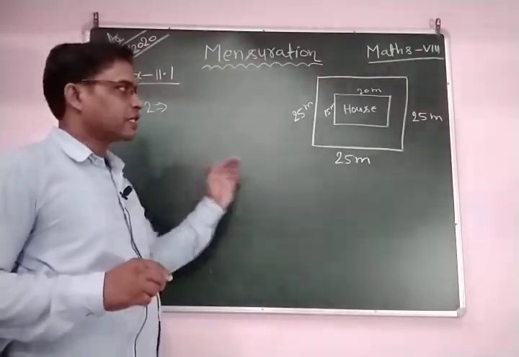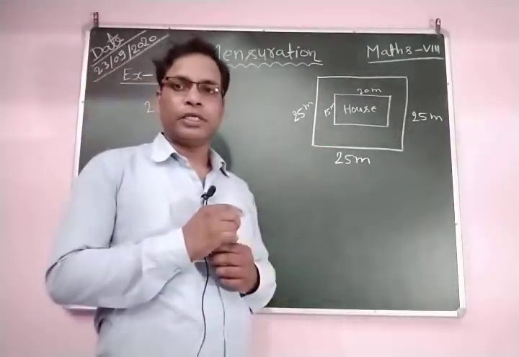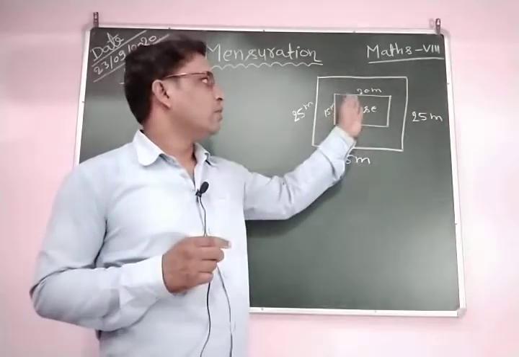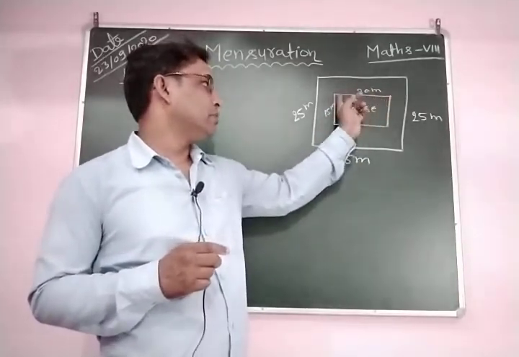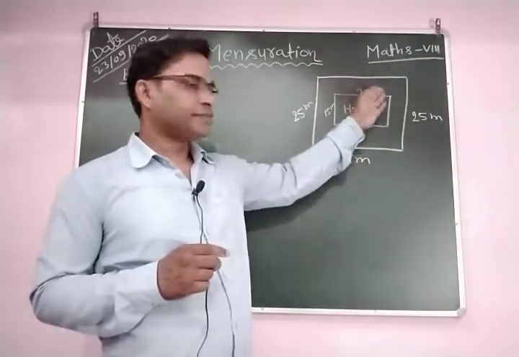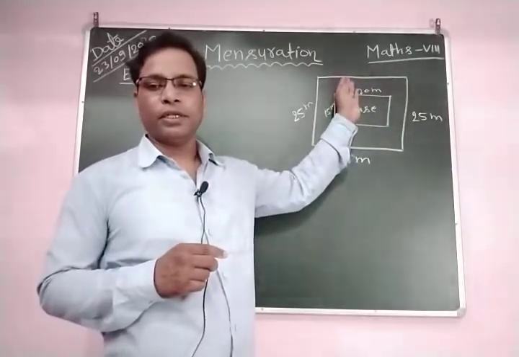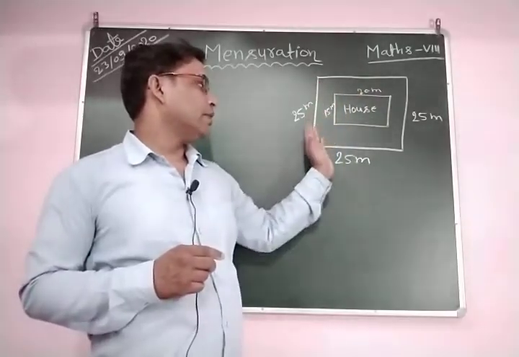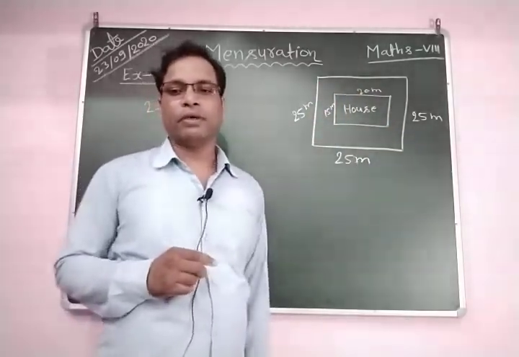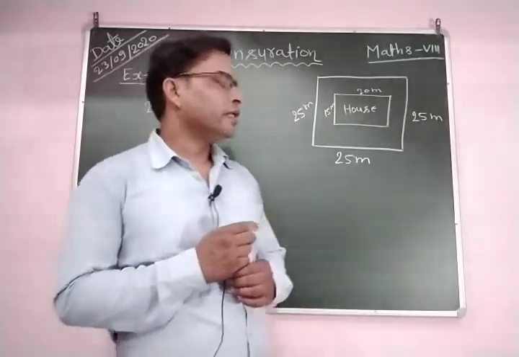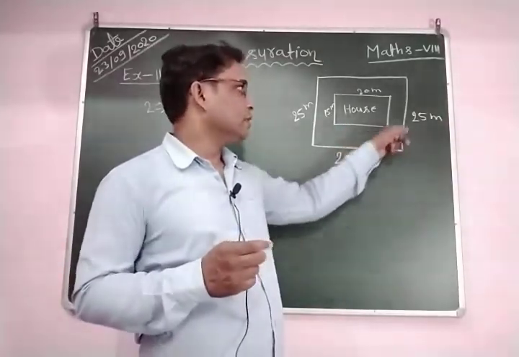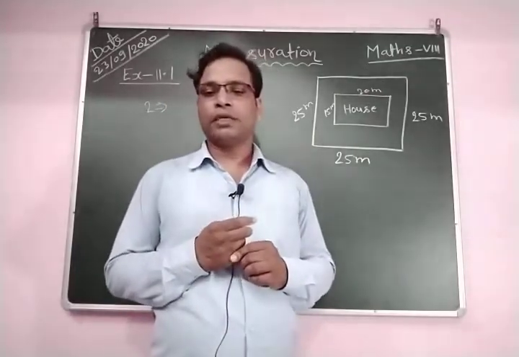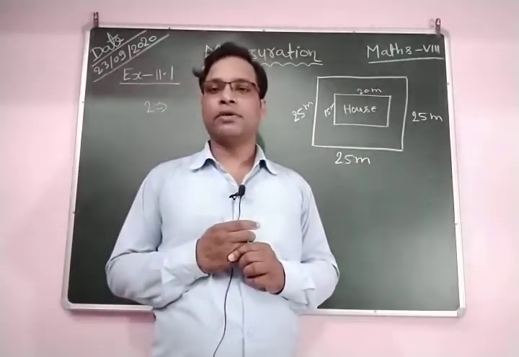This is question number 2, and this is the given figure in your book. This is a house whose dimensions are 20 meter length and 15 meter breadth, and this is a square plot whose side is 25 meter. The remaining part is the garden, so we need to find the total cost of developing the garden.